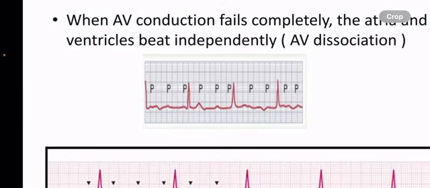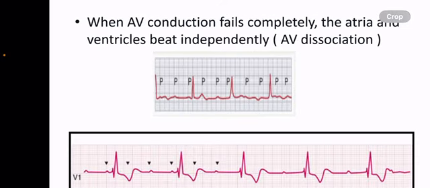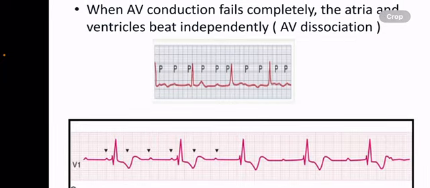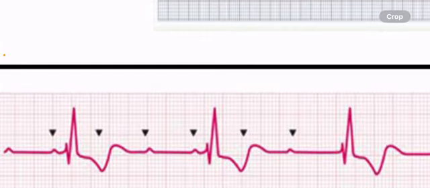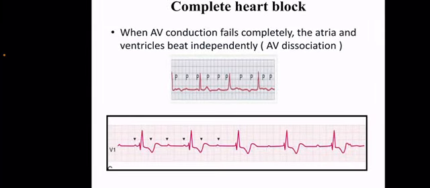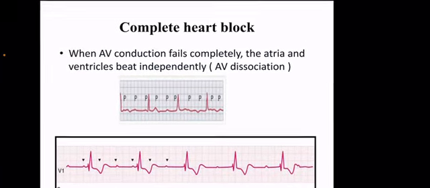Why? Because each one of them beats independently of the other. There is AV dissociation. We have these P waves, the black arrows, P without QRS and QRS without P. So this is complete or third degree heart block.